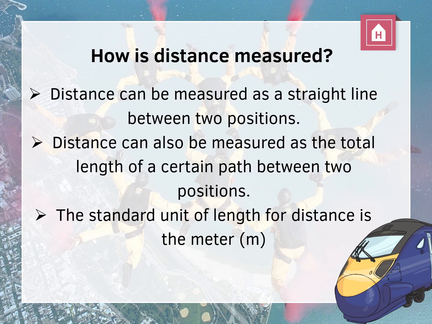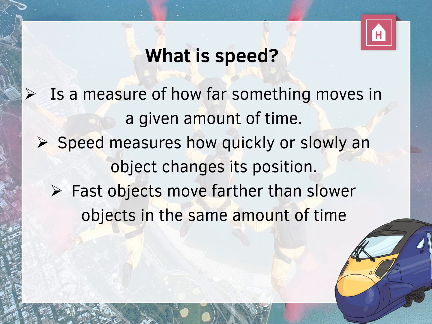Let's talk about distance, and how we can measure it. The distance can be measured as a straight line between two positions. The distance can also be measured as the total length of a certain path between two positions. So the measuring unit of distance is the meter.